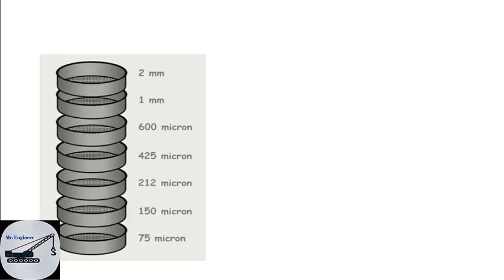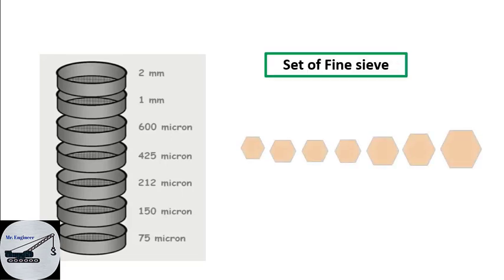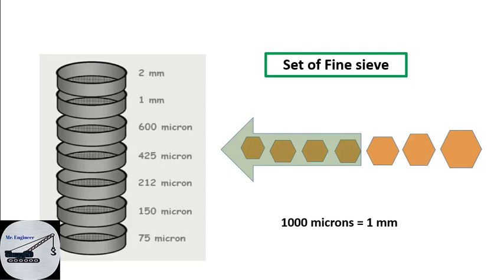The second set of sieves is for sand fraction and consists of sieves of sizes 2 mm, 1 mm, 600 micron or 0.6 millimeter, 425 microns, 212 microns, 150 microns and 75 microns. You must know that 1000 microns are equal to 1 millimeter. This set of sieves is called the set of fine sieves as it sieves the finer part of the coarse soil.